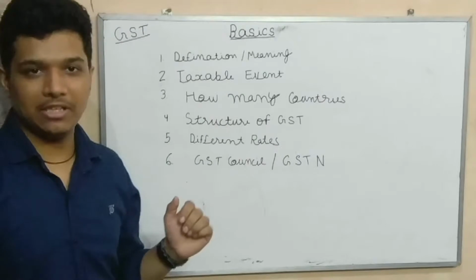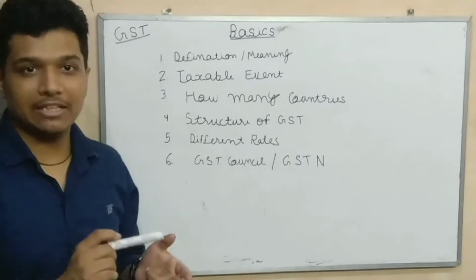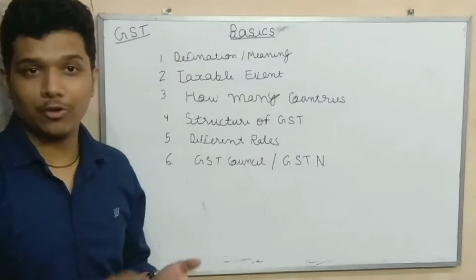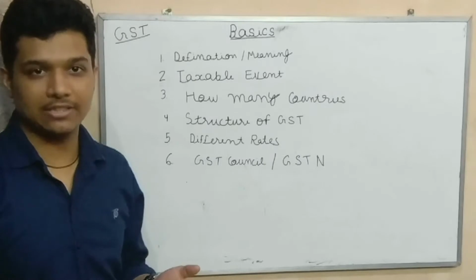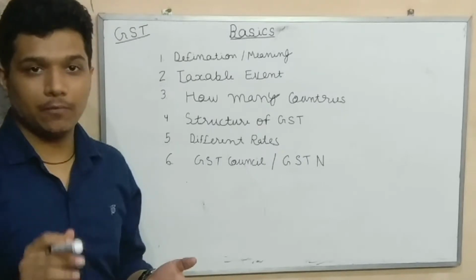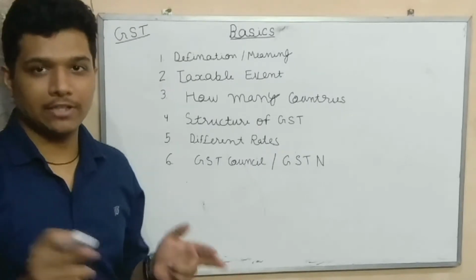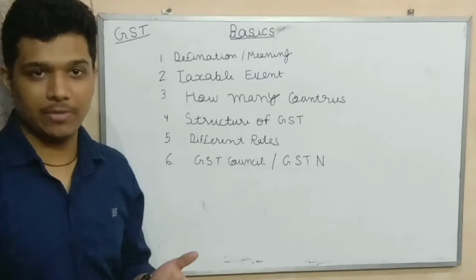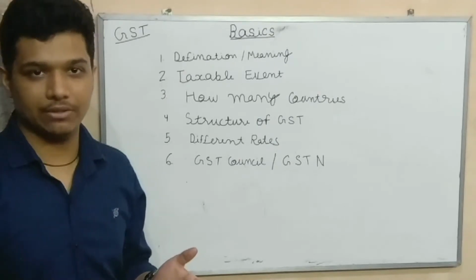Second comes the taxable event. Remember friends, it is a tax on supply of goods and services, not on the sale of goods and services. Thus, when you transfer goods from one godown to another or from a factory to another place, then tax will be levied if there is a value addition.